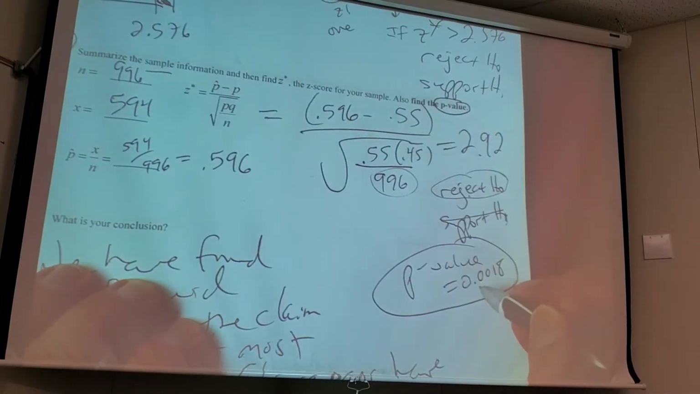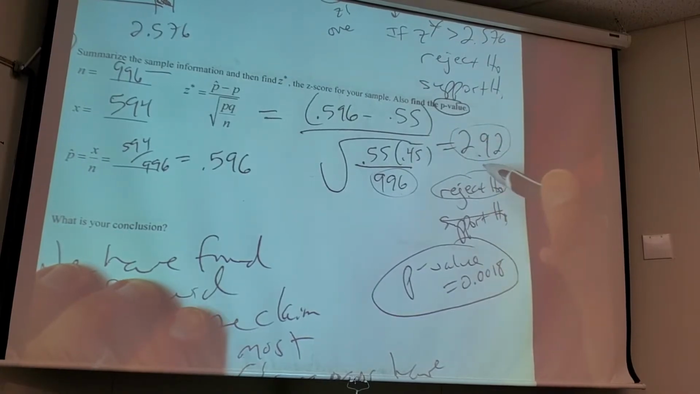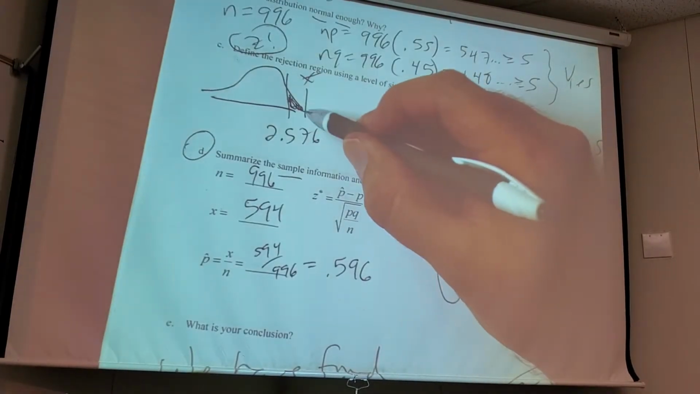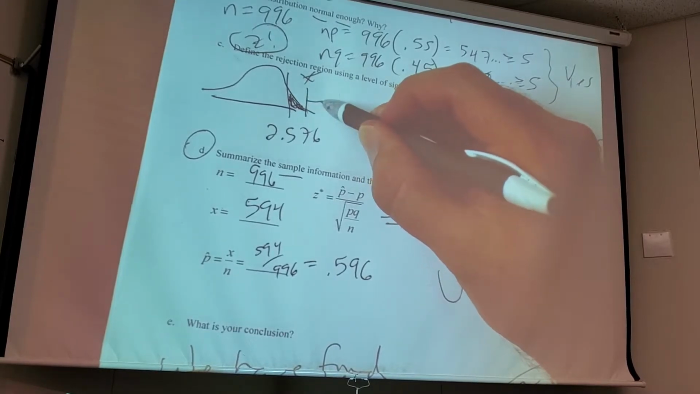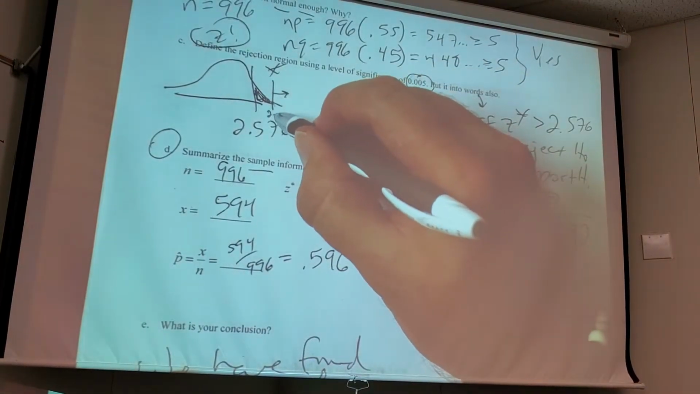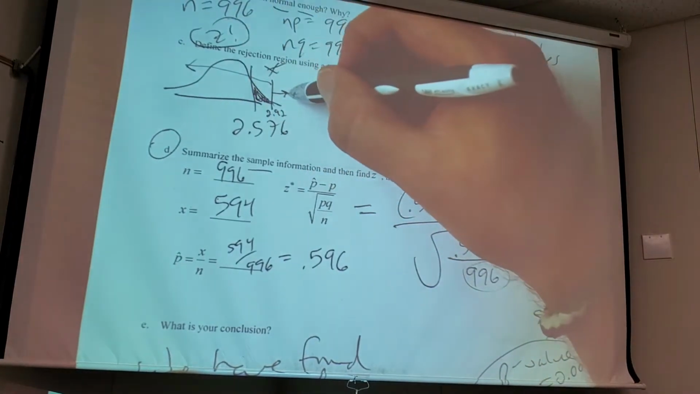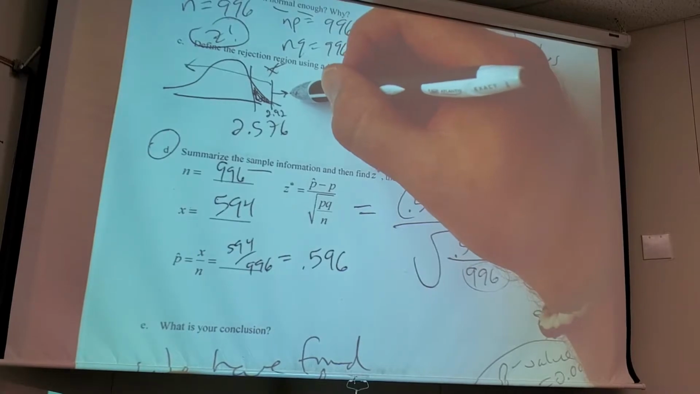So the p-value is just the area in the tail that this makes. So there it is right there, right? When I find the area in this tail that 2.92 makes, I look it up on the chart and I get that area. I have to do 1 minus to get the other side.